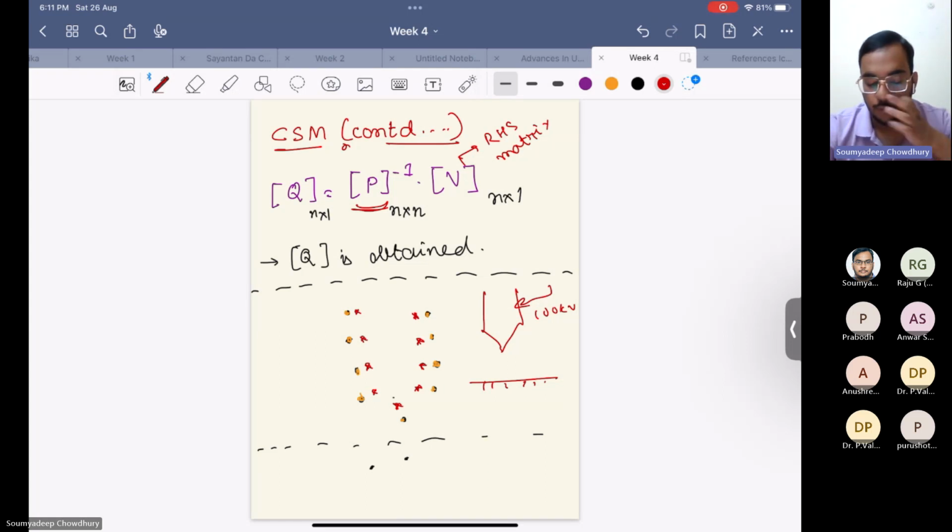Once you know Q, you can find the electric field or potential due to these point charges at any point in the domain. And we all know that since there is a ground plane, in order to eliminate the effect of the ground plane, we are using the concept of image theory. In image theory, what we do is, for every point charge above the ground.